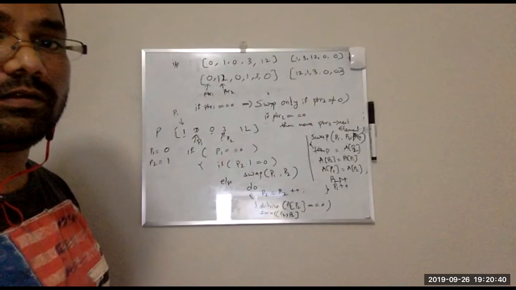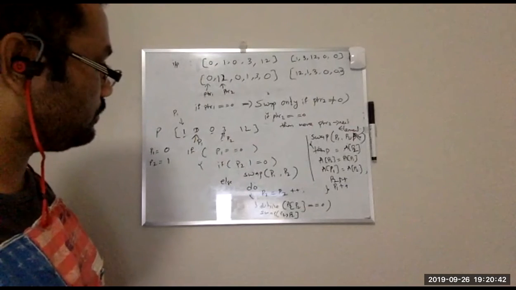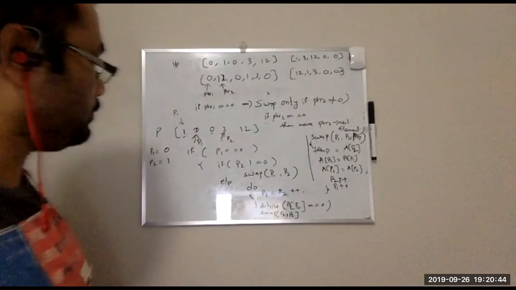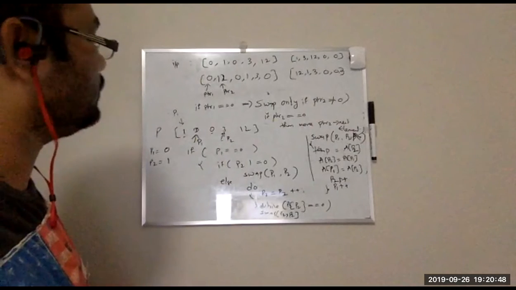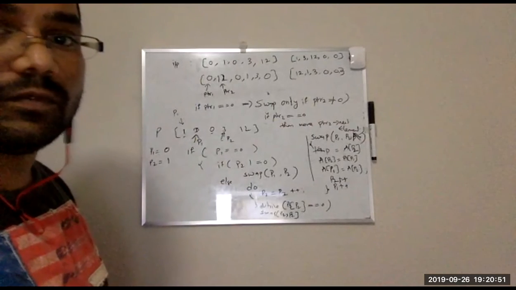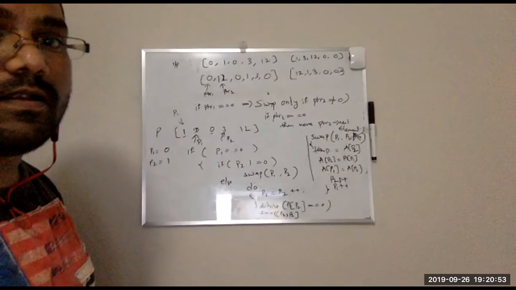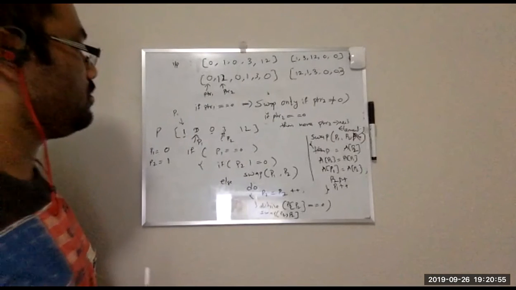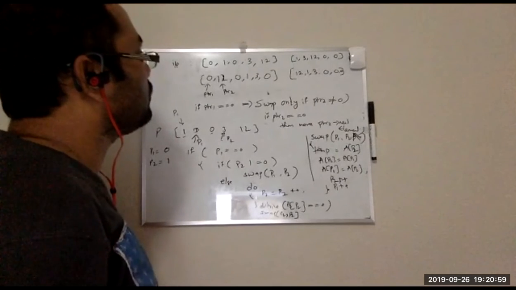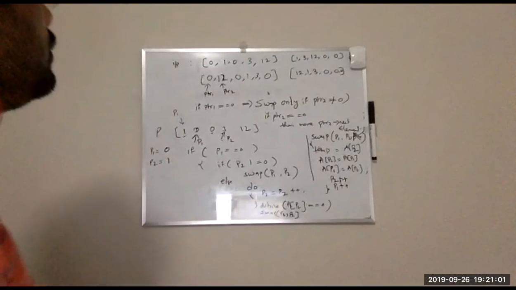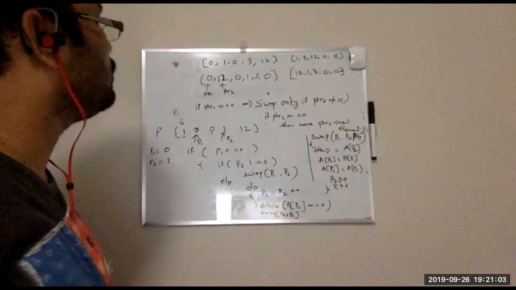So what's the time complexity for this one? It should be O of n square. O of n square. Can you make it in O of n? Can you find a solution to make it in O of n?